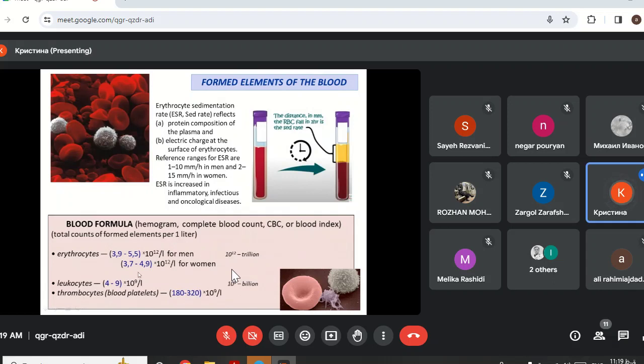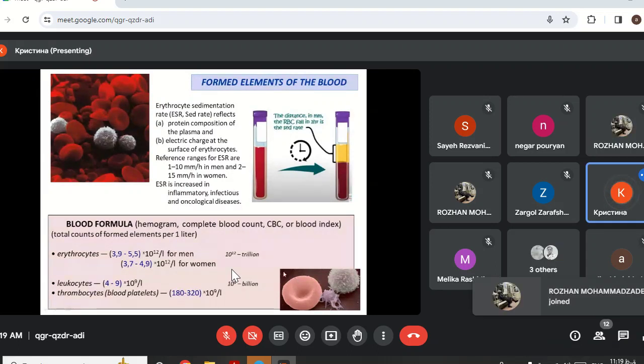in men. In women, a little bit lower. Leukocytes are 4 to 9 billions per liter. Thrombocytes, or blood platelets, comprise about 180 till 320 billions per liter. You should remember these numbers.